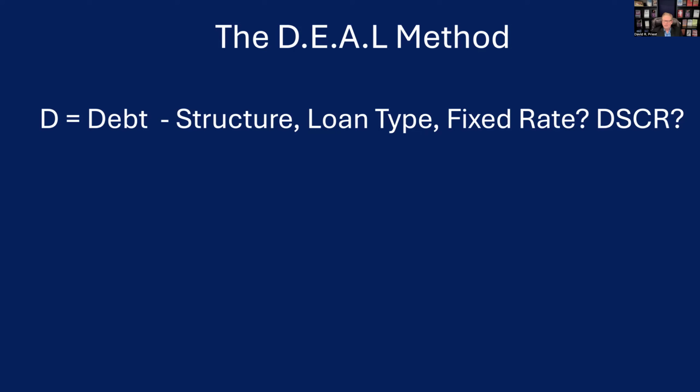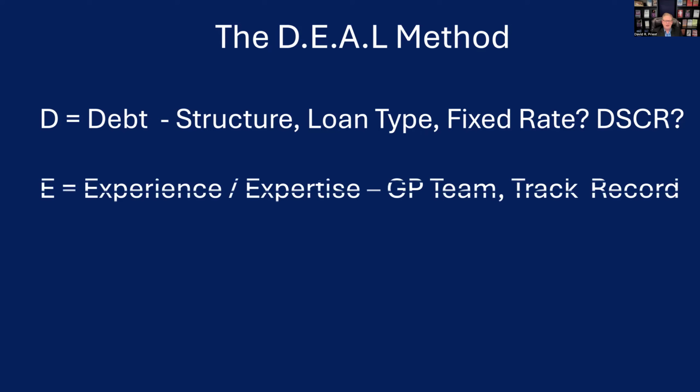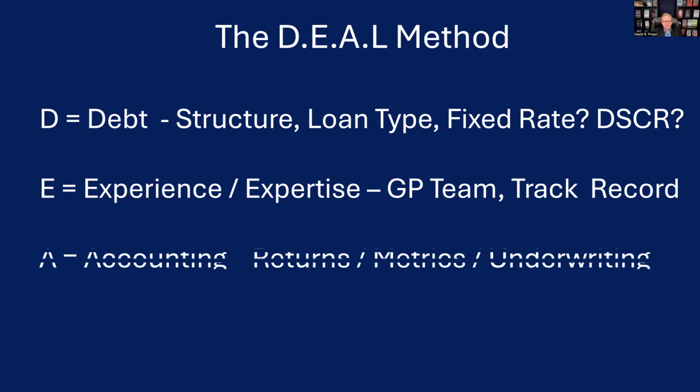I don't look at a lot of numbers on the front end before I say yes or no until I do a really detailed underwrite. And we'll talk about that. So debt, we're going to go through this in detail in a future slide. The second is E, which is the experience and expertise of the team that's going to run the investment, the general partner team, and their track record. Okay, we're looking at the experience, we're looking at their expertise, and we're going to talk about how to judge that and how to vet GP teams.